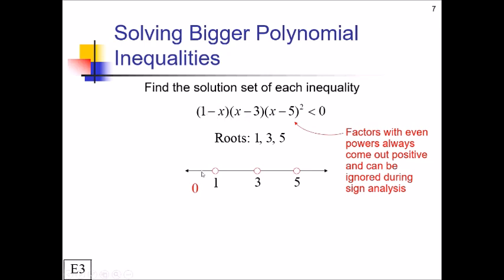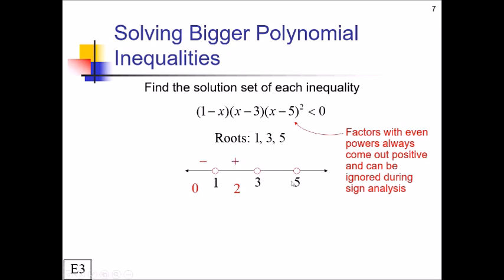So 1 minus 0 is going to be a positive. 0 minus 3 is going to be a negative. Positive, negative is going to give me a negative result. Next, a number between 1 and 3. I think 2 sounds good. So 1 minus 2 is a negative. 2 minus 3 is also a negative. Even number of negatives gives me a positive.